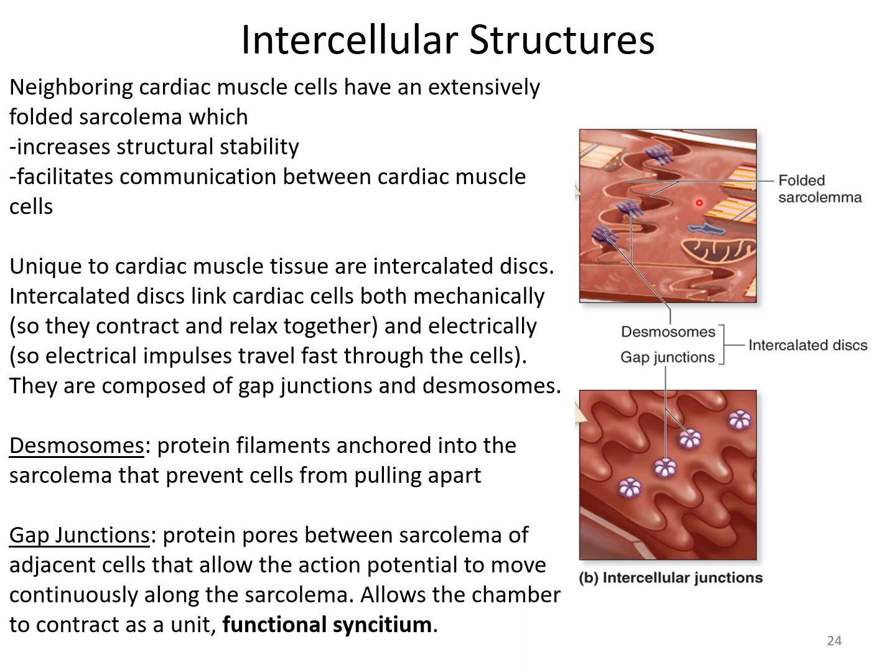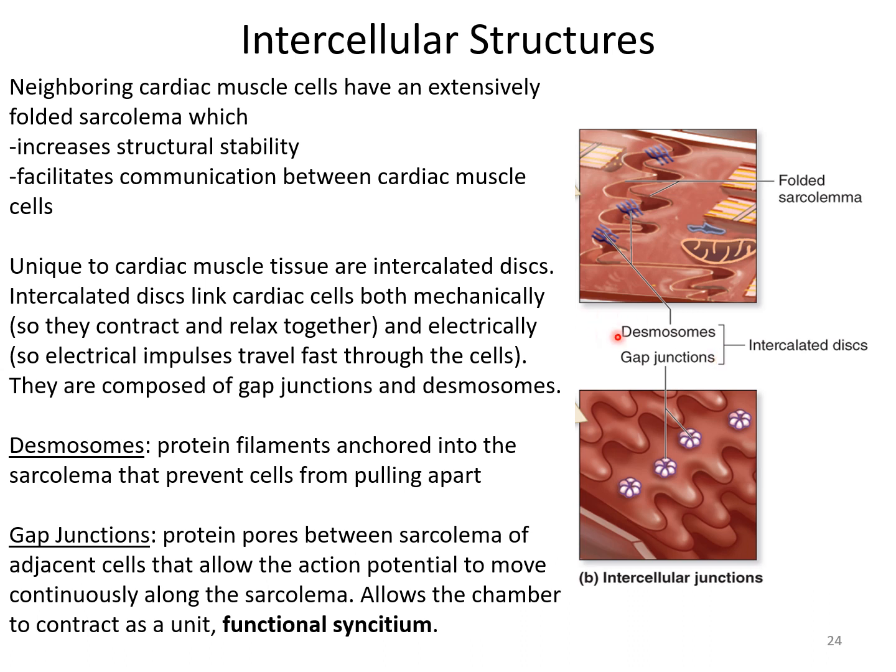So they have to maintain their structural stability. And then it's going to facilitate that communication between the cardiac muscle cells because when you have this folding, we can put more of these cellular structures, these desmosomes and gap junctions, and those work to enhance the communication. So, unique to cardiac muscle tissue are something called intercalated discs. Intercalated discs link the cardiac cells both mechanically and electrically. So, there are two kinds of structures that make up intercalated discs: desmosomes and gap junctions.